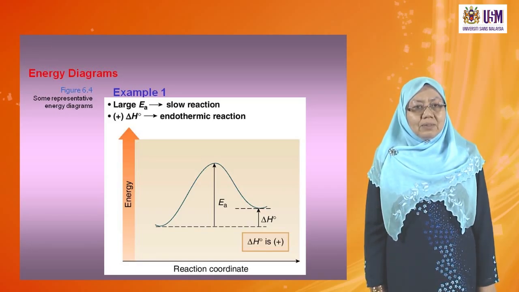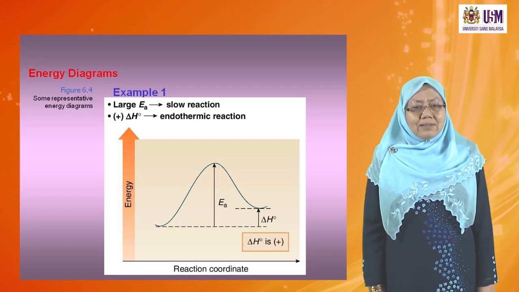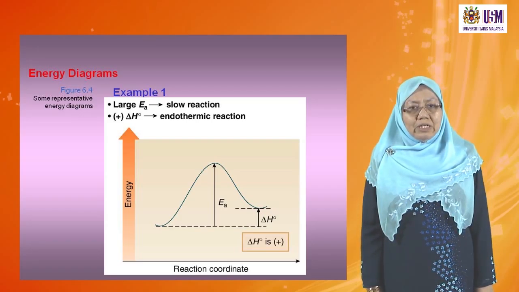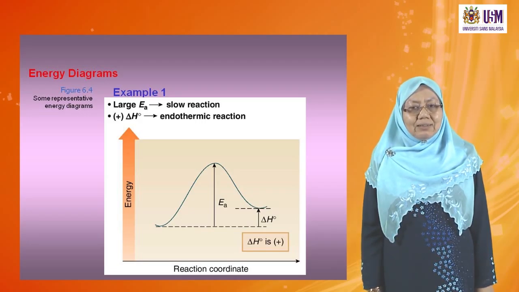In the first example, we can see there is a large EA. So this will be a very slow reaction. And the energy of the reactants is lower than the energy of the products. So delta H is positive. So this is an endothermic reaction.